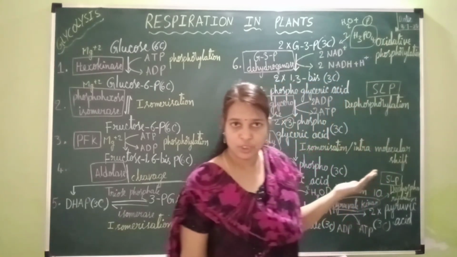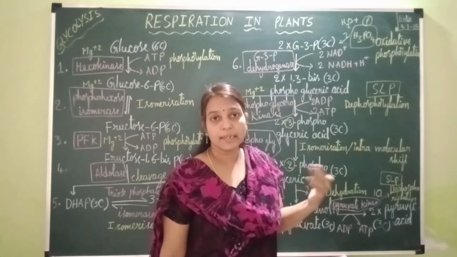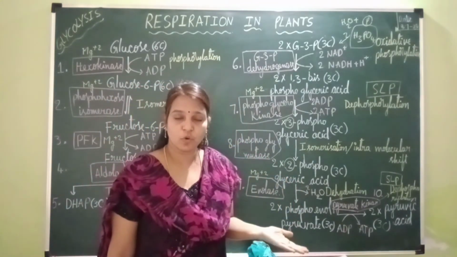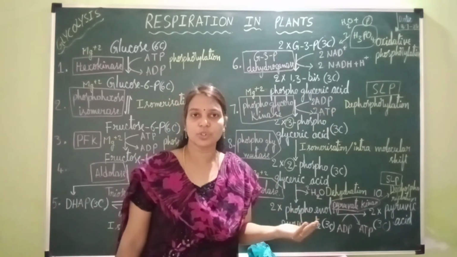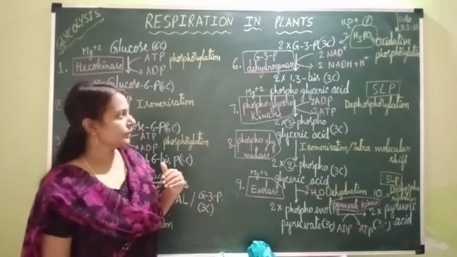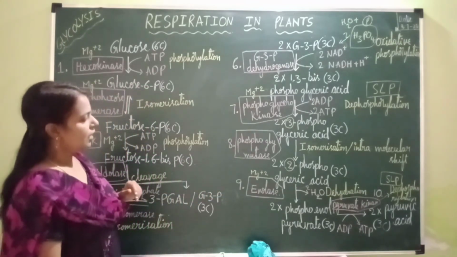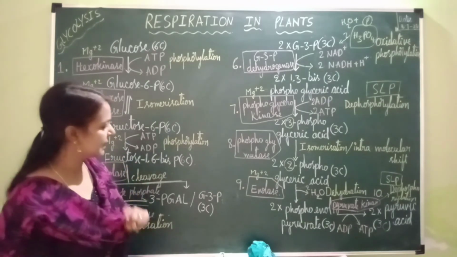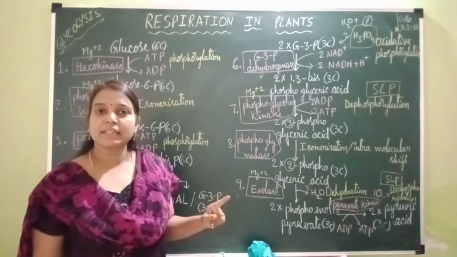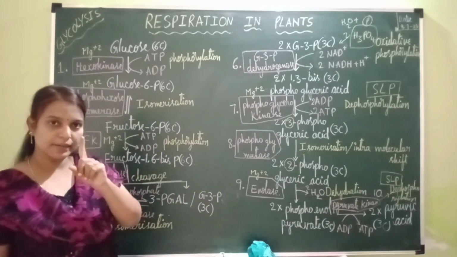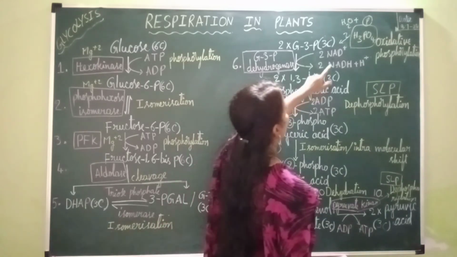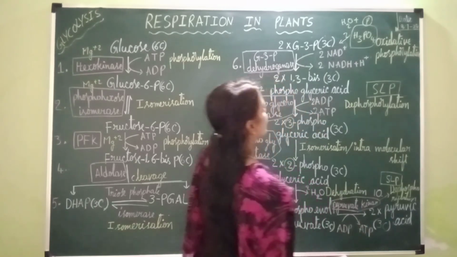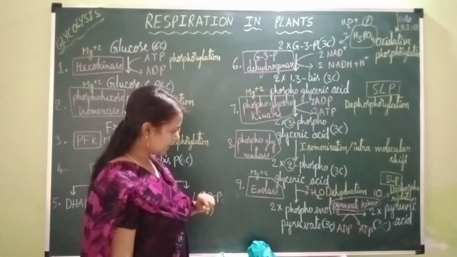Oxidation or dehydrogenation is where hydrogens are removed. Dehydration is different from dehydrogenation. Dehydration is removal of water. Dehydrogenation is removal of hydrogens. Oxidation is nothing but dehydrogenation. Okay, next, at how many steps does dehydration occur? Dehydration occurs at one step, that is at ninth step. Now, at how many steps does hydration occur? Hydration occurs at one step, that is at sixth step. Here, in the form of H3PO4, water molecules are utilized.